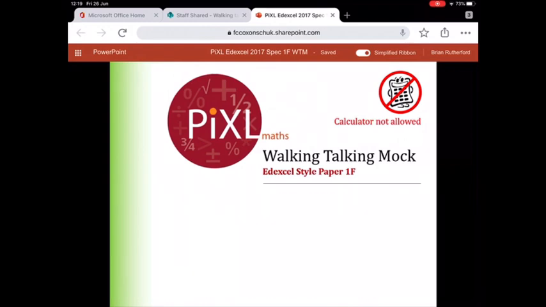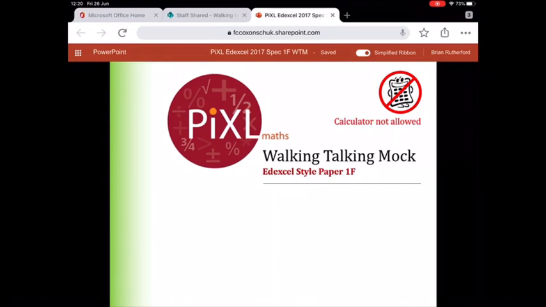Now paper 1 is a non-calculator paper, with papers 2 and 3 being calculator. For each paper there are 3 documents. There is a question paper, which will be abbreviated as QP on Show My Homework, a mark scheme, abbreviated to MS, and the screen that I'm looking at now is the first slide from the PowerPoint produced by Pixel, taking students through the mock, helping them to work on exam technique and giving a real indication of what they need to do to get each mark. I'm just going to start this PowerPoint off to explain how it works.